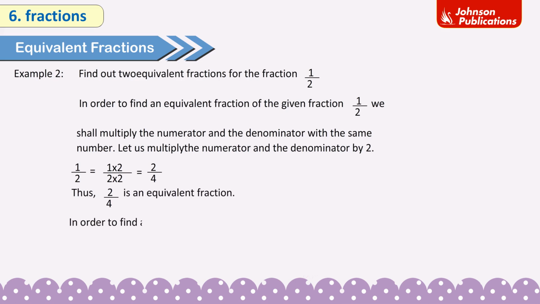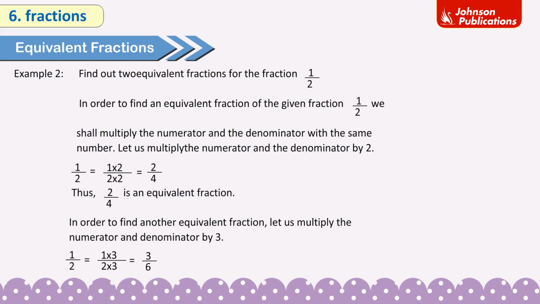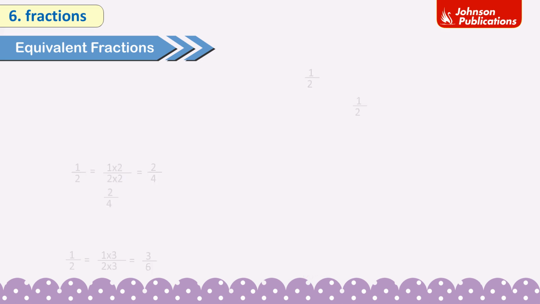In order to find another equivalent fraction, let us multiply the numerator and denominator by 3. 1 upon 2 is equal to 1 multiplied by 3 upon 2 multiplied by 3, which is equal to 3 upon 6. Hence, 2 upon 4 and 3 upon 6 are the equivalent fractions of 1 upon 2.